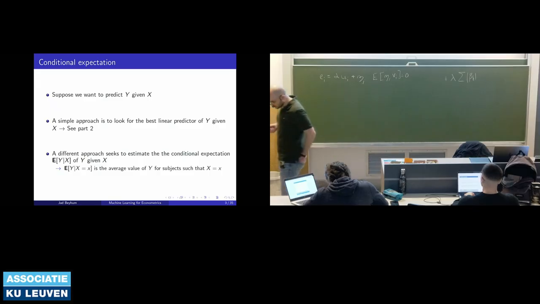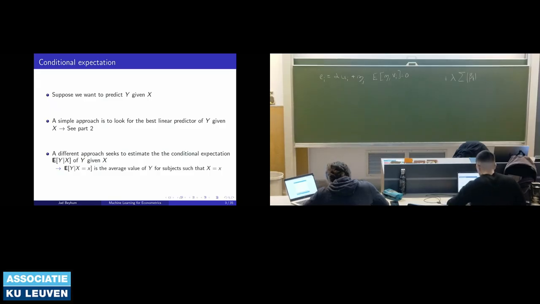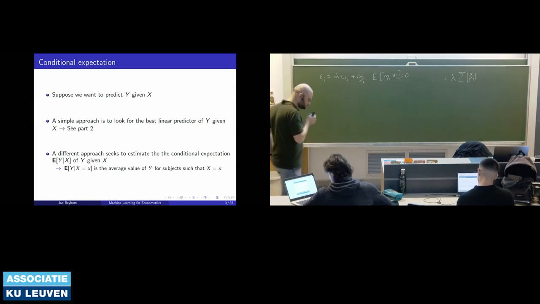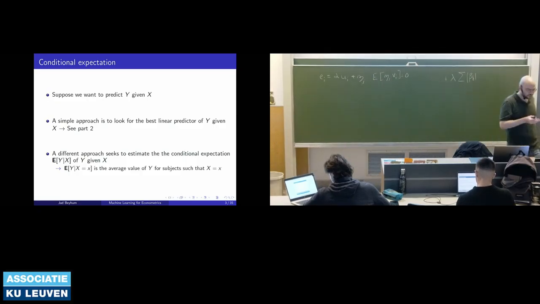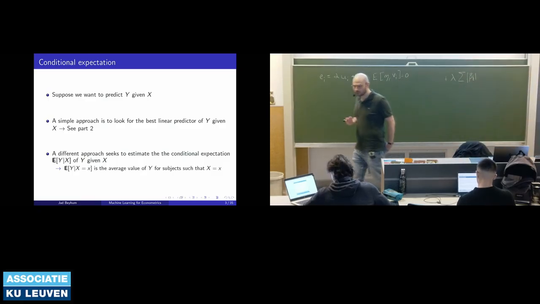To understand what it is, suppose you want to predict a variable y given some variable x. Let's take again the example of house prices. I want to predict the price of a housing unit as a function of the number of square meters and when it was built, let's say. One way to do that is to try to find the best linear predictor, so the best fitting line from y to x, and that's exactly what you can do with OLS, and that's what we did in part 2.